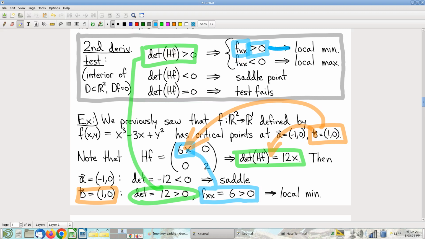That means local min. So we have a local min. What do you think? Everybody see the process? It's very mechanical, right? Plug and chug. So make sure you know what those rules are. See how the plugging in process works. That's the second derivative test.